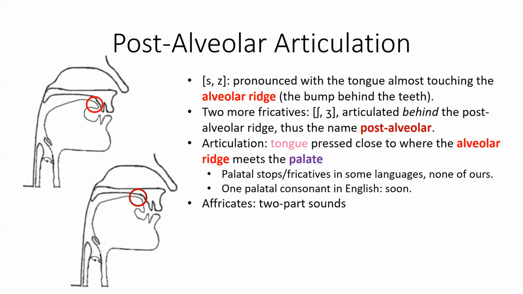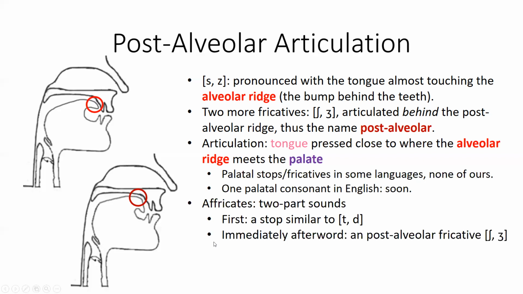And so we'll talk about some affricates. Affricates are two-part sounds. So the first step, you make a stop. It's very similar to a t or a d. And then immediately afterwards, you switch to one of those post-alveolar fricatives, sh and zh. And the symbols for those sounds, of course, are just the crammed together ligatures of two glyphs to make one.